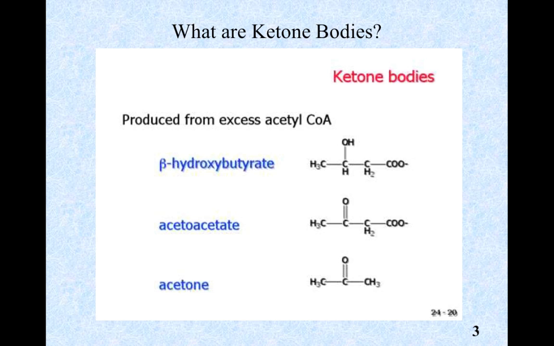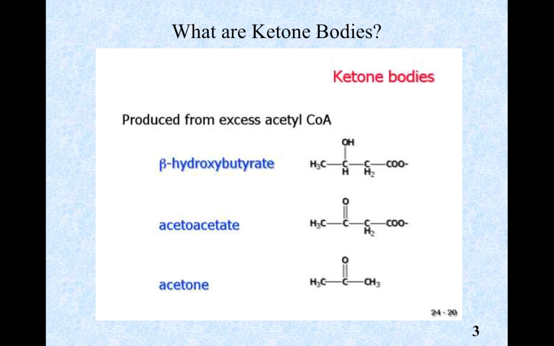You can see it has a methyl group, a central carbon. There are 4 carbons in beta-hydroxybutyrate. And then we have acetoacetate, and acetoacetate structure is shown there. Again, another 4-carbon molecule. And then at the bottom we have acetone, which is a 3-carbon molecular structure.